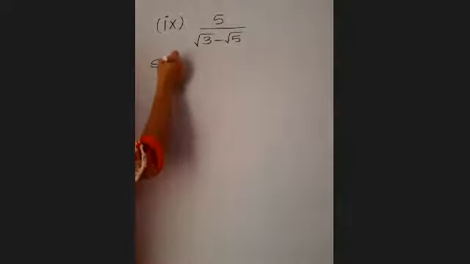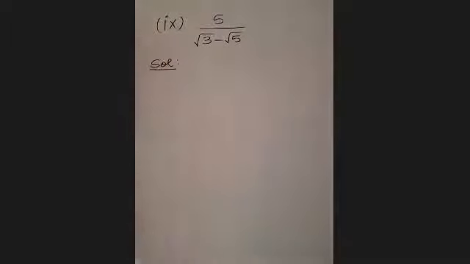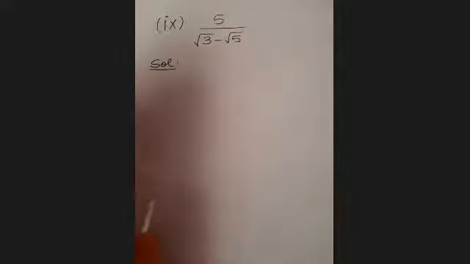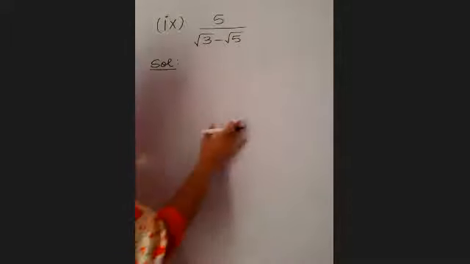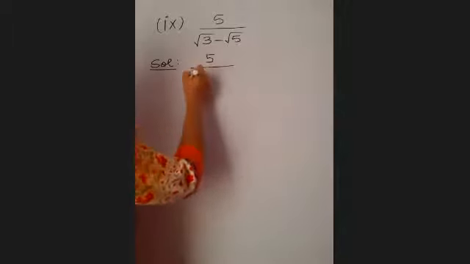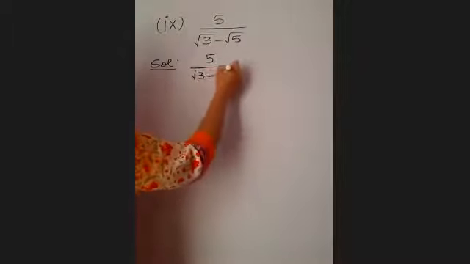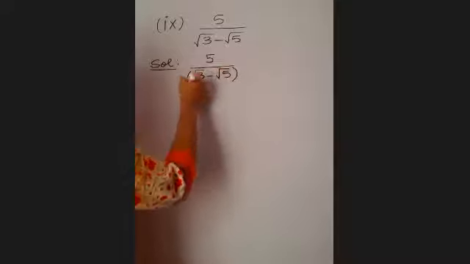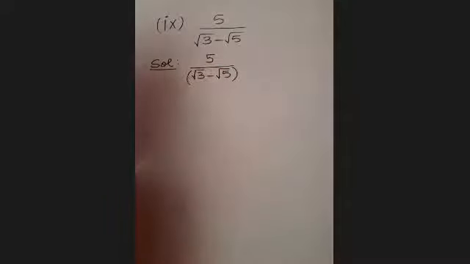Now I'm raising the difficulty level. It is 5 upon root 3 minus root 5. So far, we have discussed the question in which we had 1 in the numerator. But now we are having 5. So what are we going to do? We don't have to bother ourselves with the numerator. Our purpose is to look at the denominator. It is root 3 minus root 5.